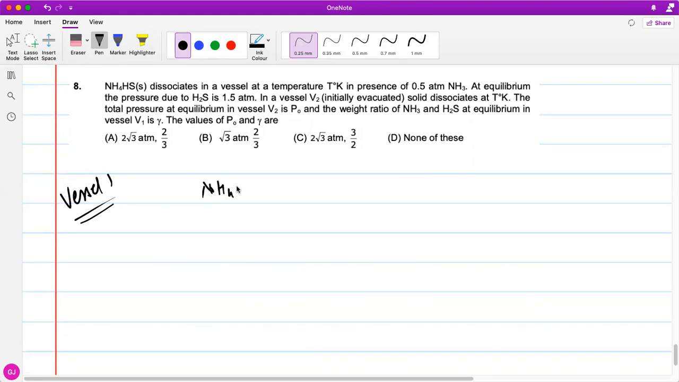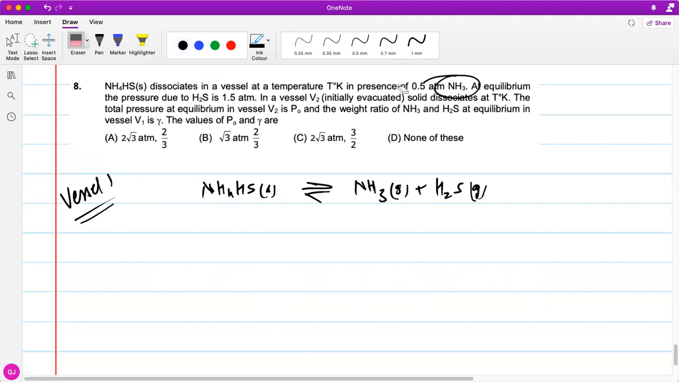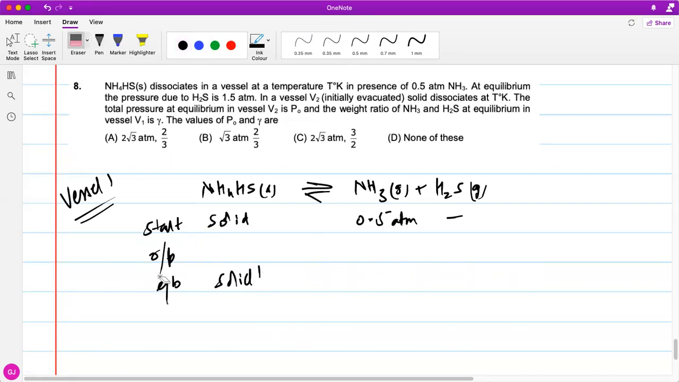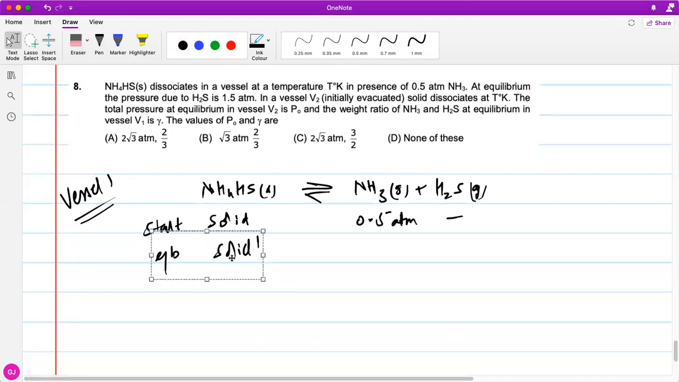NH4HS dissociates to give you NH3 gas and H2S gas. Where did I get that reaction from? Well, it was not mentioned, but I could read the reaction question, and it was mentioned that NH3 and H2S are the products. Now, it dissociates in the presence of 0.5 atm ammonia gas. So to start with, you have 0.5 atm ammonia gas. Then some reactant dissociation would happen, some amount will change. This will become solid dash at equilibrium. This will be 0.5 plus P, and this will be P.